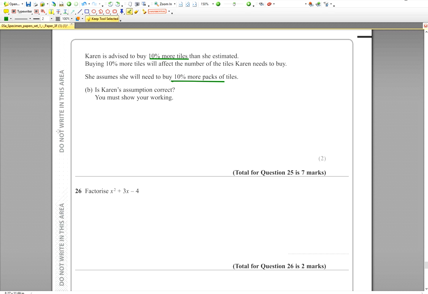Okay, so let's work out what 10% more tiles is. How many tiles does she need altogether? 160 tiles. If you add 10% of that, what's 10% of 160? 16. So that'll be 160 add 16, because 10% of 160 is 16. So how many tiles would we need then? 176 tiles.